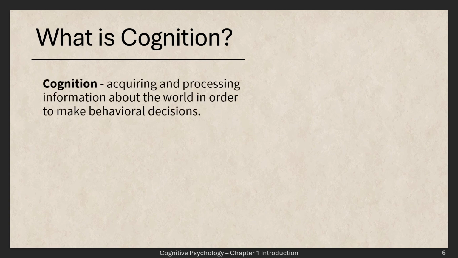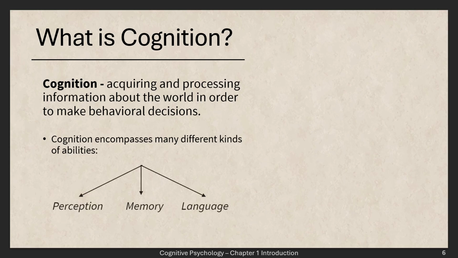What is cognition? Cognition is defined as the process of acquiring and processing information about the world in order to make behavioral decisions. If we unpack that definition, it highlights the exact progression we will take throughout this course. First, we acquire information. That is how we'll start this semester, examining the brain, sensory systems, and how we gather data from our environment. Next, we process that information through perception, memory, and language, interpreting and organizing the sensory data we take in.